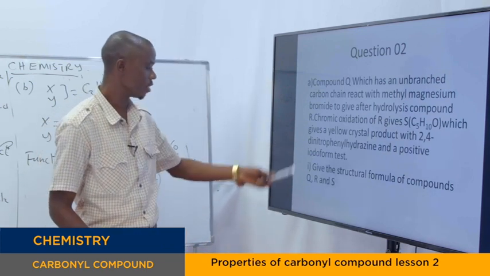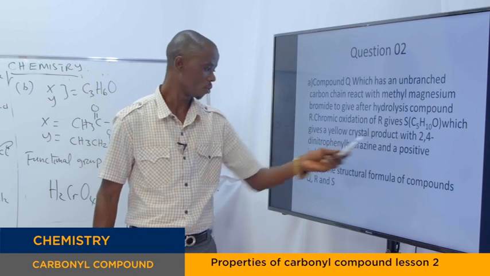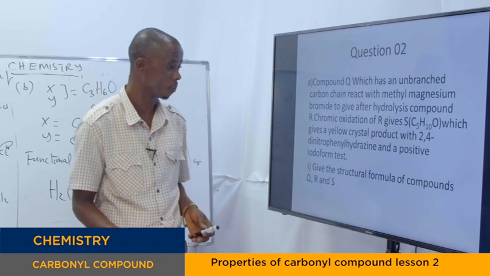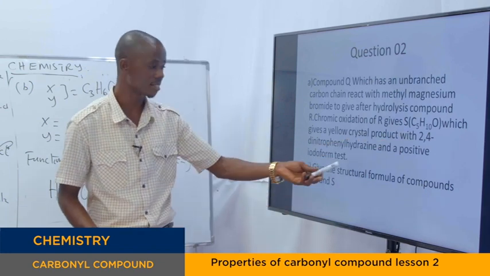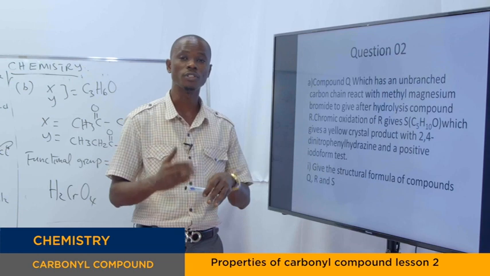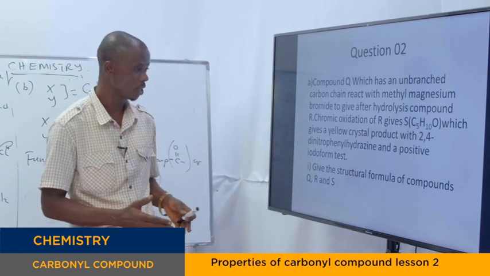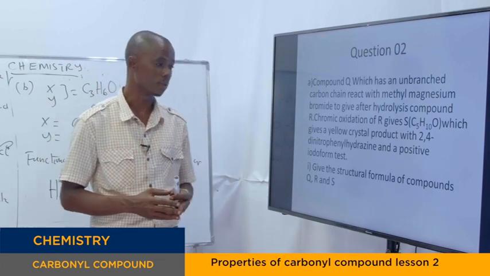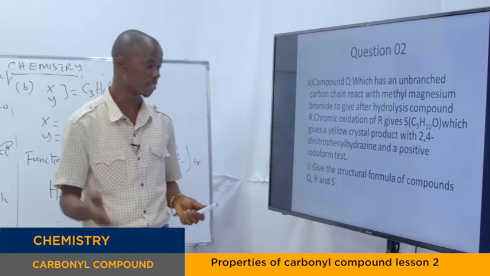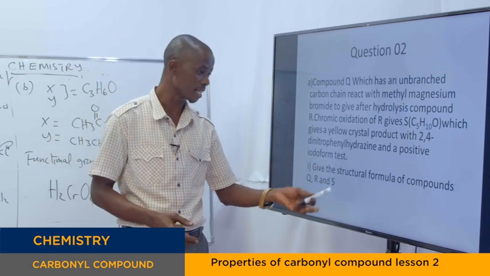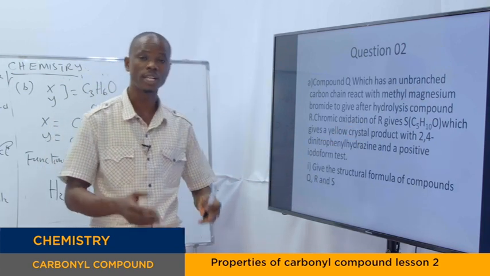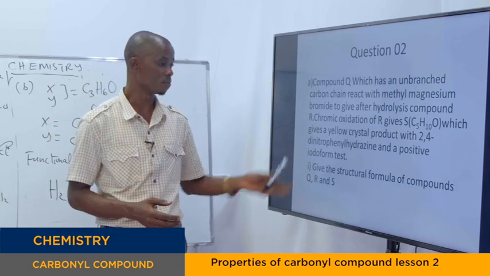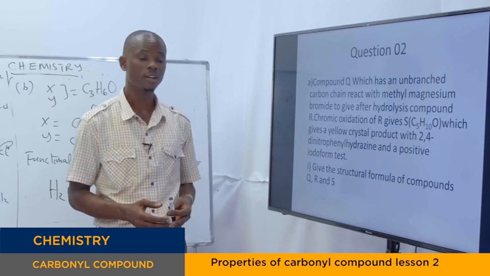But this S gives a yellow crystal with this compound. We have seen about the chemical distinguishing test between carbonyl compound with the other organic compound. So this 2,4 dinitrophenylhydrazine test is for the presence of carbonyl group. So this S, as I said, is a carbonyl compound. That's why it reacted with this one. So it is very simple. Giving positive iodoform test, that means this carbonyl compound has got a terminal methyl group. So you can do it by yourself. This is a very simple one. So from there, we can proceed with the other part of the question.